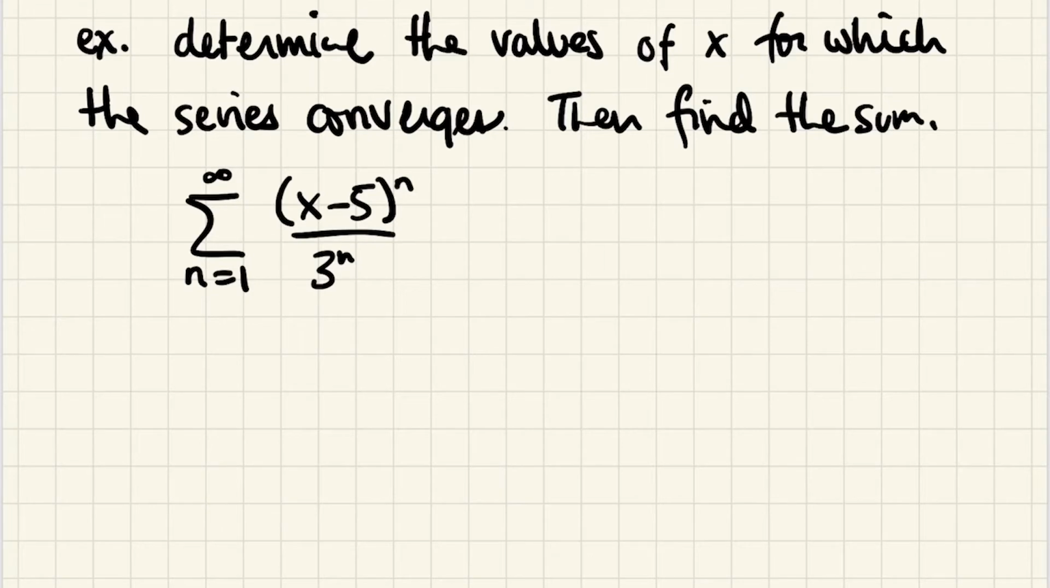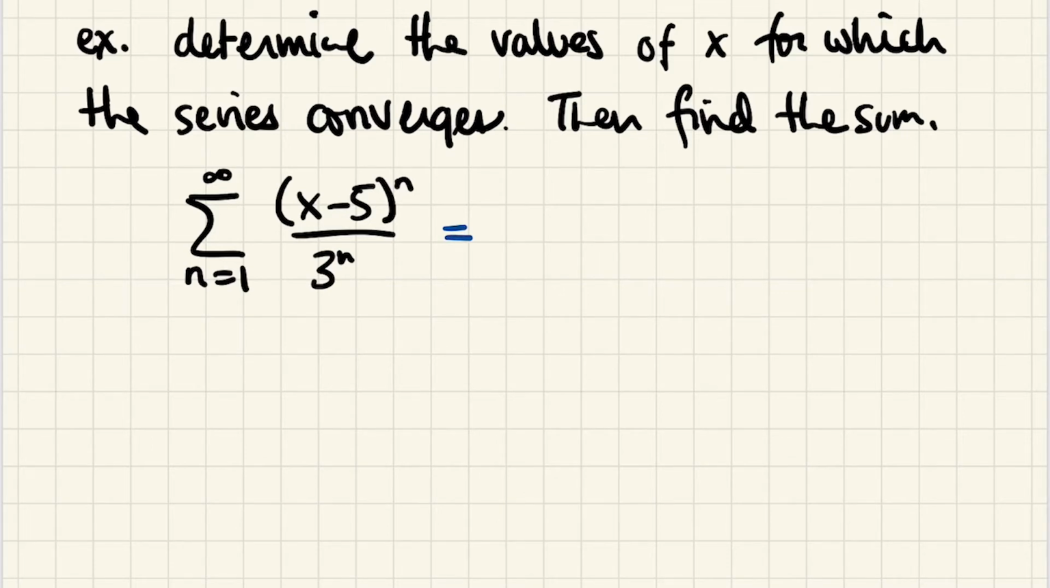Okay. Again, all we're interested in here is the x values for which the series converges. So in order to answer that question, what we're going to do is recognize that this is the form of a geometric series, so we'll extract our a value and we'll extract our r value, and we'll see what the conditions are for r that make the series convergent.